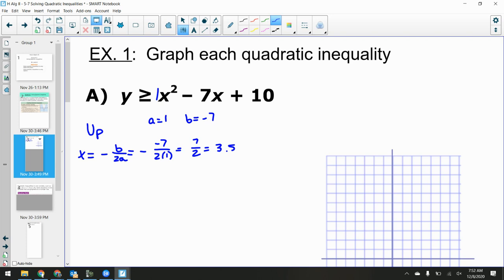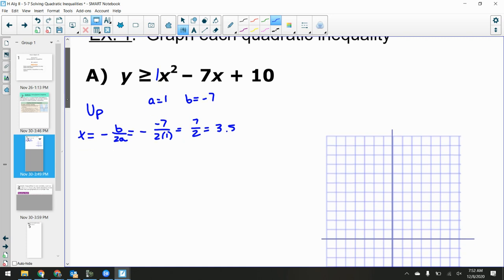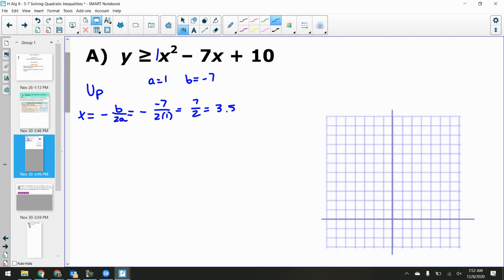So x equals 3.5, right? Negative b over 2a, positive 7 over 2 times 1. All right, so 3.5. We know that this is going to open upward.